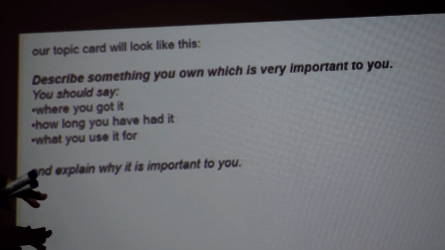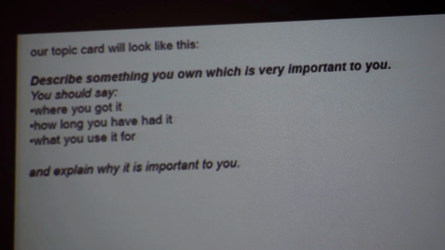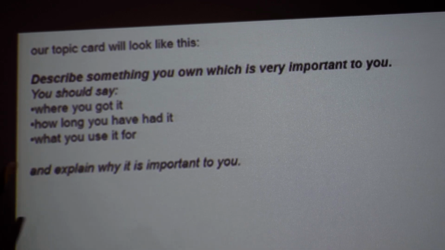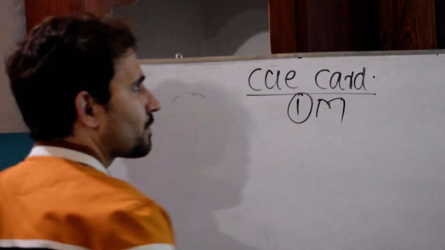This is what sort of question it is: describe something you own which is very important to you. You should say where you got it, how long you have had it, and what you use it for, and explain why it is important to you. So this is a question the examiner will give you, and how much time will you have? You will have 1 minute.